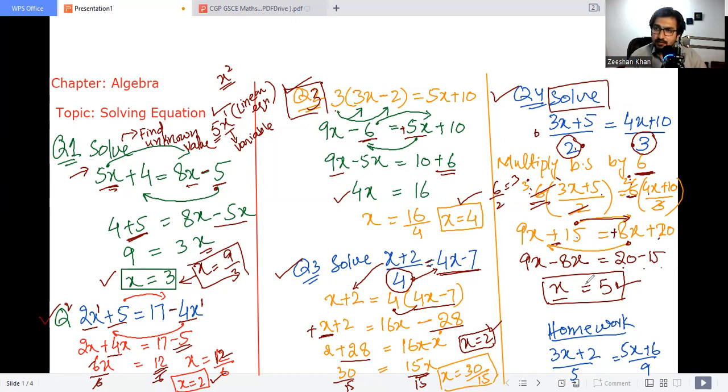If I find more different questions, we will take one more lesson on solving equations. By the way, this is your homework. You practice this question, and it is similar to the one we did here. You multiply both the left side and the right side by 45, because 9 times 5 is 45. So multiply both sides by 45, and then this 5 and this 9 will be removed, and then you can apply the further method. Thank you.